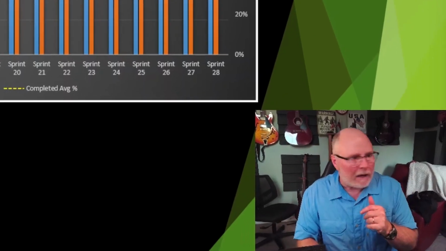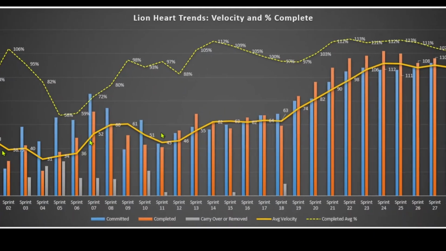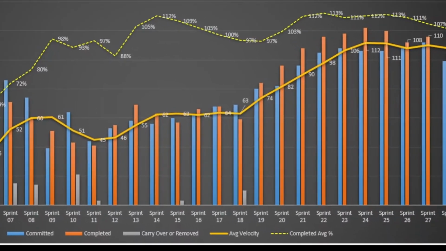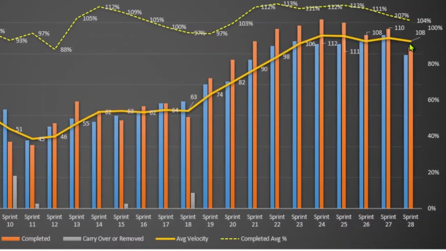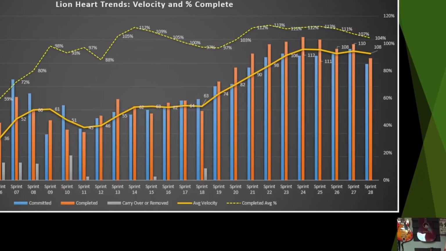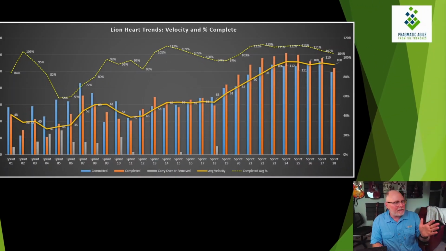So what was the result of that? Well, take a look for yourself, ladies and gentlemen. We went from 48 points of velocity to 108 points of velocity. Again, you doubled the velocity. It took a long time. You'll notice that this is 28 sprints. But in a year, we went from 48 points velocity to over 108. But we had to fix a lot of issues on this team.